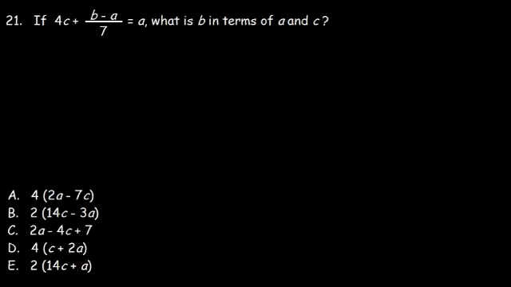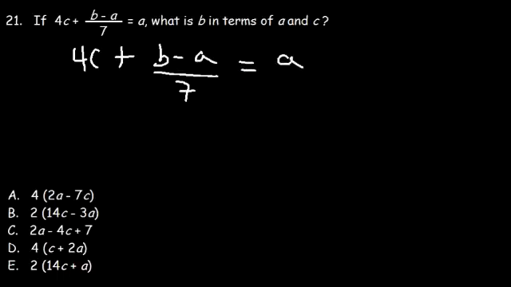So let's start with the expression 4c plus b minus a over 7 equals a. Now the first thing I would like to do is get rid of the fraction. So I'm going to multiply both sides by 7. So I'm going to multiply every term by 7. 4c times 7 is 28c. And b minus a over 7 times 7, the 7's will cancel. And then we'll have just b minus a left over.